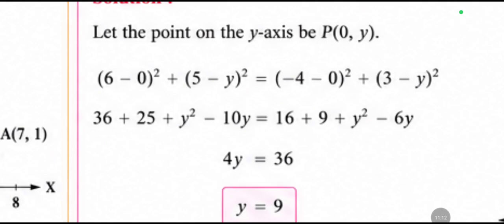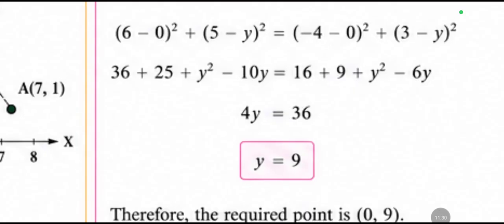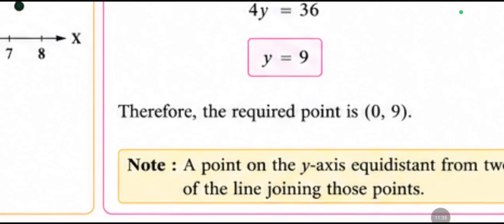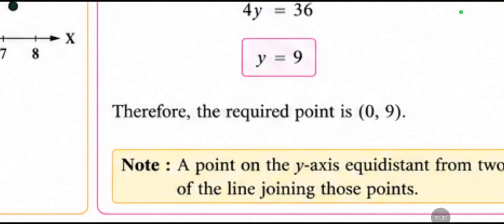Okay. Now (6 minus 0) whole square plus (5 minus y) whole square equals (minus 4 minus 0) whole square plus (3 minus y) whole square. That is 36 plus 25 plus y square minus 10y equals 16 plus 9 plus y square minus 6y. Here we apply the (a minus b) whole square formula. Okay. Now finally, we get 4y equals 36. That implies y equals 9. Therefore, the required point is (0, 9).